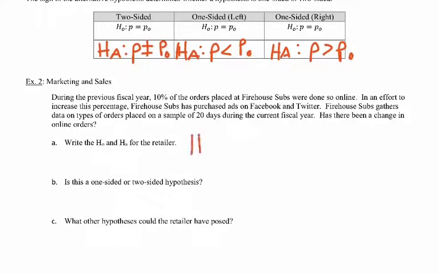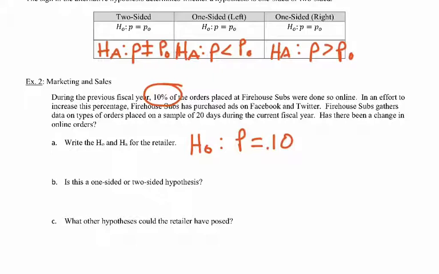So the null hypothesis is that nothing has changed. The status quo, the proportion of orders is exactly the same as it was last year. So that would be in this case that P equals 10%. So I'm going to make it a decimal, 0.10. Where am I getting that 10%? Because last year, the year we're comparing it to, the percentage of online orders was 10%.